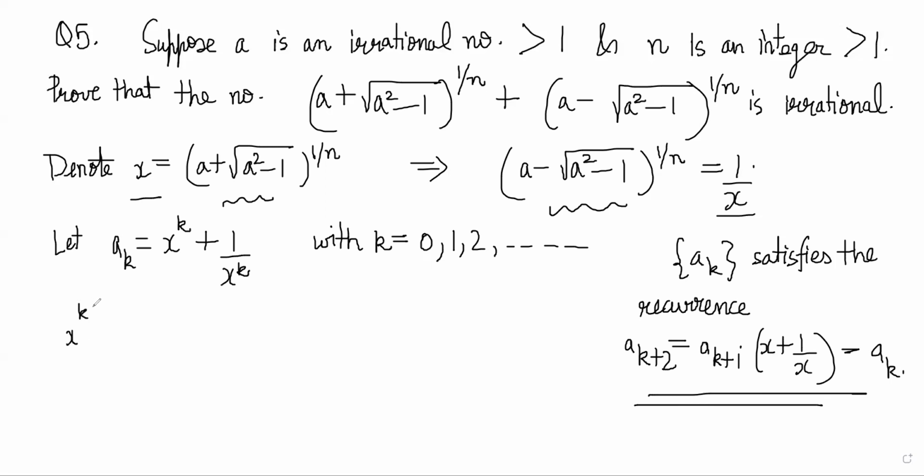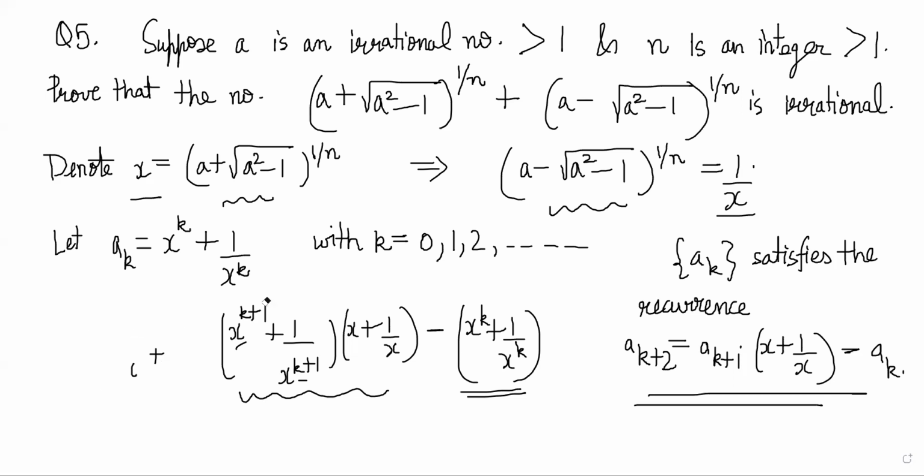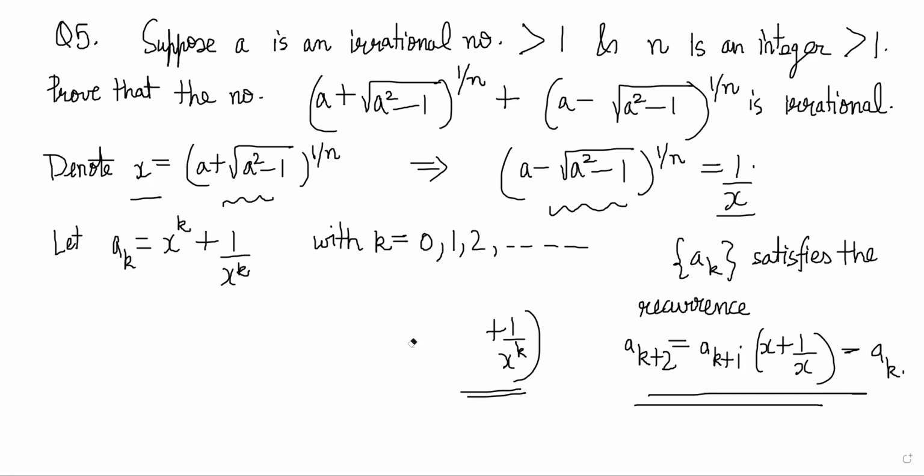You have to prove that x to the k plus 2 plus 1 by x to the k plus 2 is always going to be equal to (x to the k plus 1 plus 1 by x to the k plus 1) multiplied by (x plus 1 by x) minus (x to the k plus 1 by x to the k). Now multiply this out, you are getting x to the k plus 2 plus 1 by x to the k plus 2, but you are also getting x to the k plus 1 by x to the k, which is getting cancelled. So it is very easy to confirm that our sequence a_k always satisfies this recurrence, right?